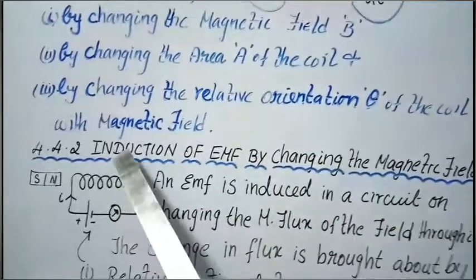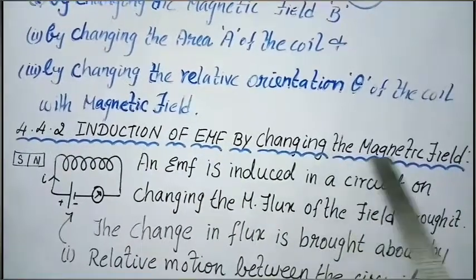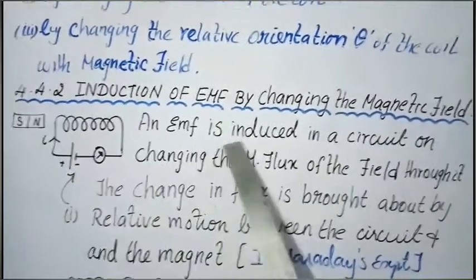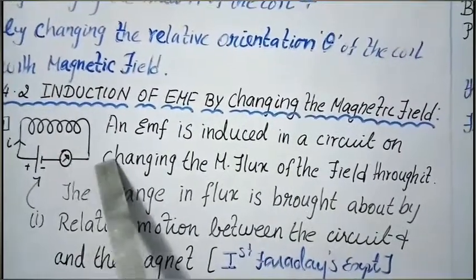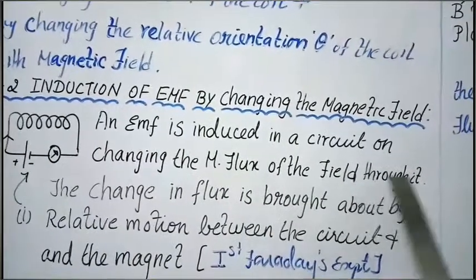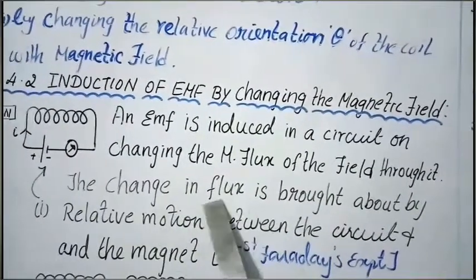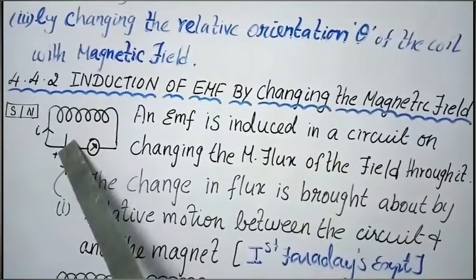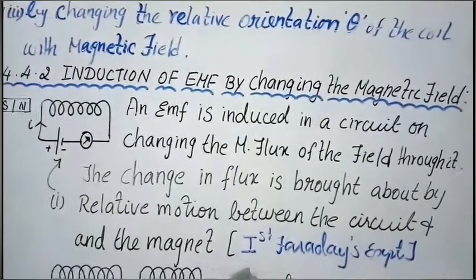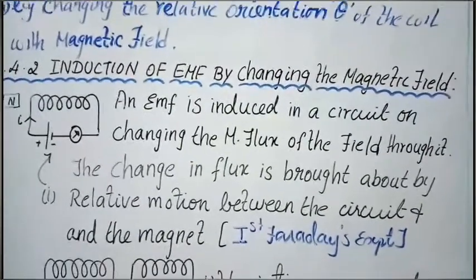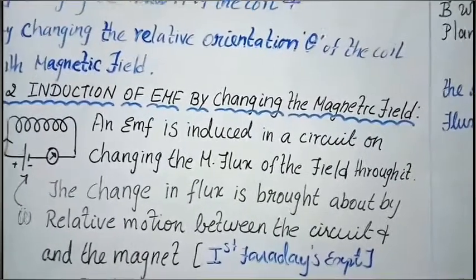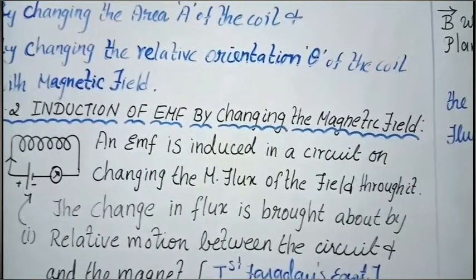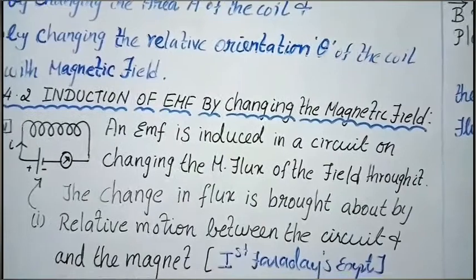First, induction of EMF by changing the magnetic field. This is a circuit in which current flows, and an EMF is induced in the circuit on changing the magnetic flux through it. The change in magnetic flux is brought about by the relative motion between the circuit and the magnet. This is the first law of Faraday's experiment. Whenever the magnetic field linked with a closed circuit changes, an EMF is induced in the circuit.